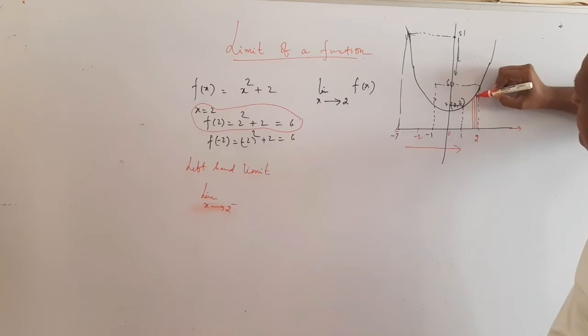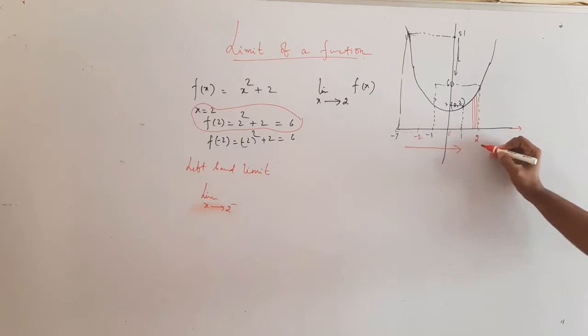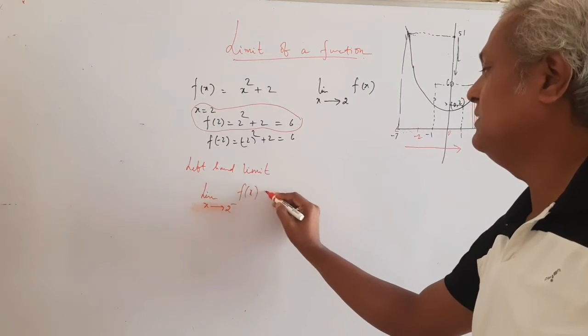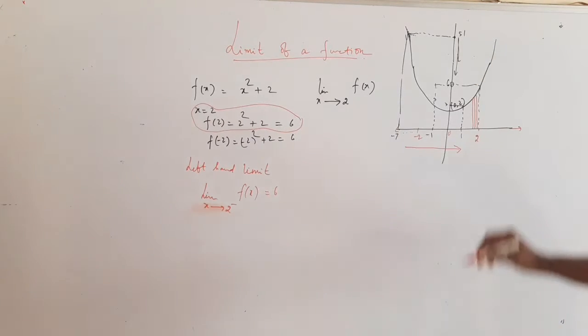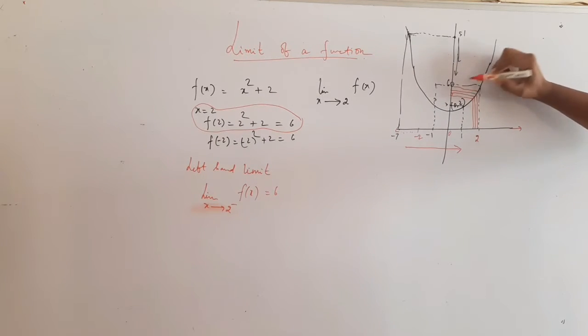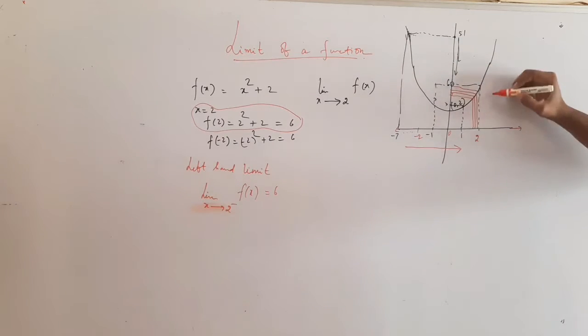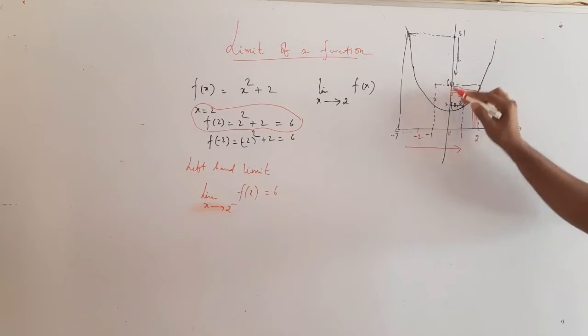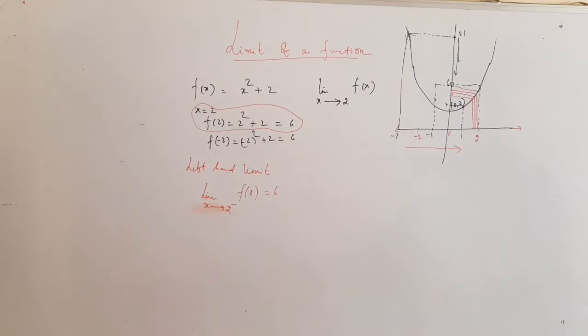So you can say that when I am closing to 2, the function is closing towards 6. Because when you are here, then slowly going up, up, up, and when you become very close to 2, then you can say the function is approaching 6. That is how it should be presumed or understood.